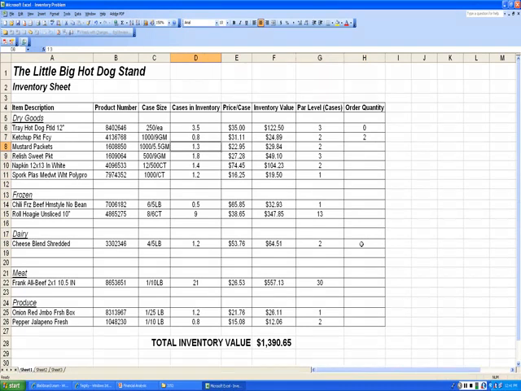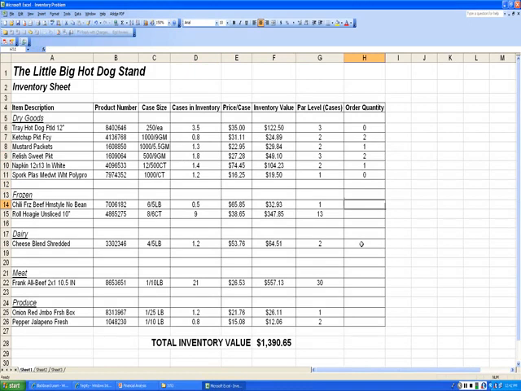So for the mustard, I have 1.3 on hand. I need to have 2 on hand, so I'm going to order 1, and that'll get me up to 2.3, so I'll be above my par level. Sweet relish, I have 1.8, but I need 3, so if I order 1, that'll put me at 2.8, which isn't quite there, so I'm going to have to order 2. The napkins, I have 1.4. I need to have 2, so I'm going to order 1. That'll put me up to 2.4. The sporks, I have 1.2. My par level is 1, so I don't need to order any.